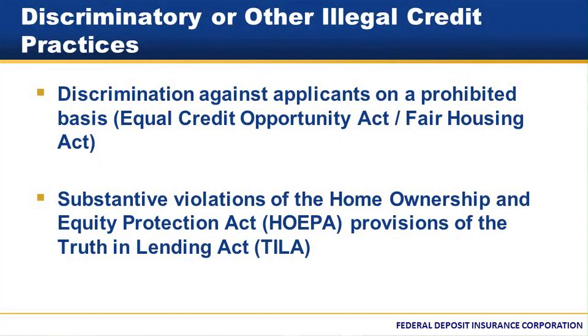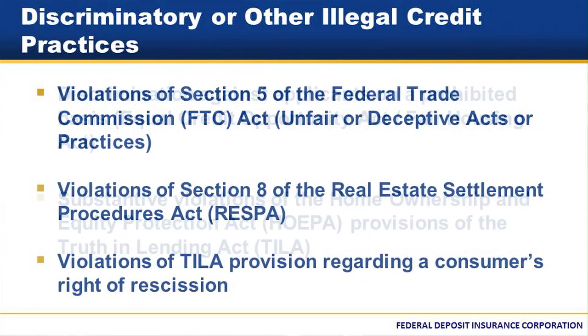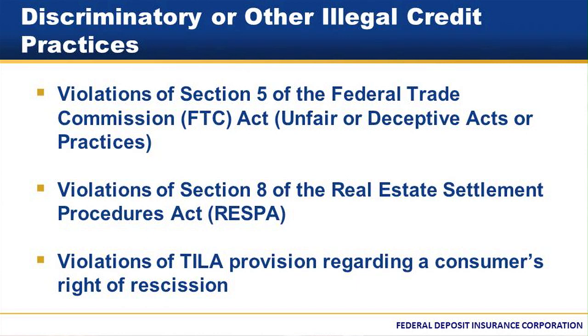Your institution's overall CRA rating can be affected by substantive findings of discrimination or other illegal credit practices. When these types of violations, inconsistent with helping to meet community credit needs, are identified, the CRA evaluation will state that substantive violations were found. Examples include discriminatory violations of the Equal Credit Opportunity or Fair Housing Acts, as well as violations of Section 5 of the Federal Trade Commission Act involving unfair or deceptive acts or practices.